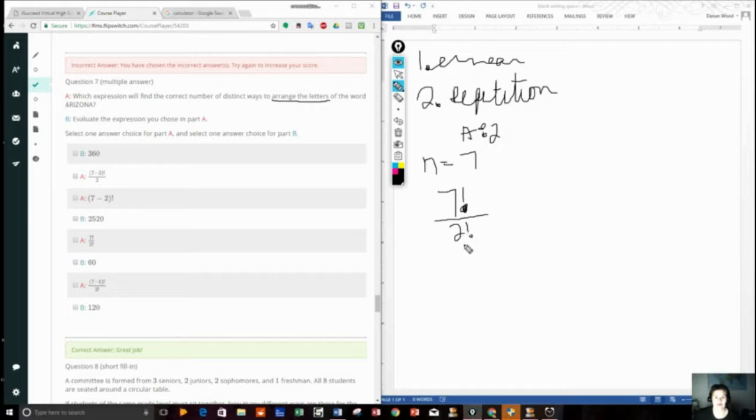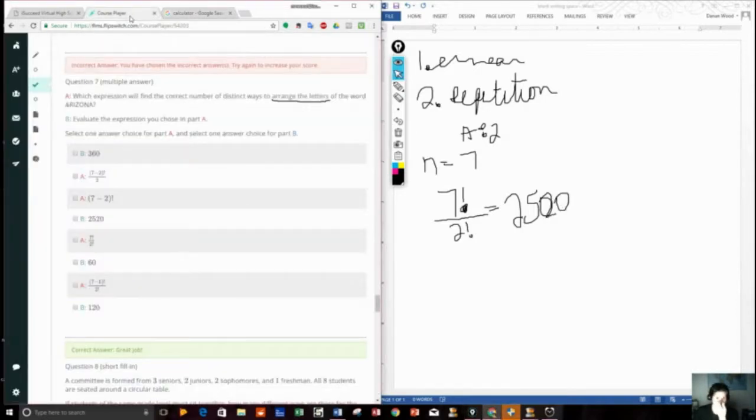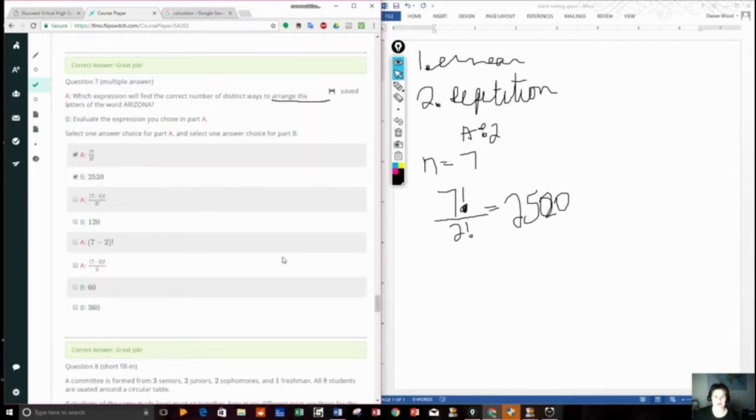And so we are going to check Google Calculator. We're going to have 7 factorial divided by 2 factorial, and that's going to equal 2,520. And that's what it means by evaluate the expression. That means find the one number that represents it. So we have 7 factorial divided by 2 factorial for A, and we have 2,520 for B. So let's submit that and double check our work. Great job.